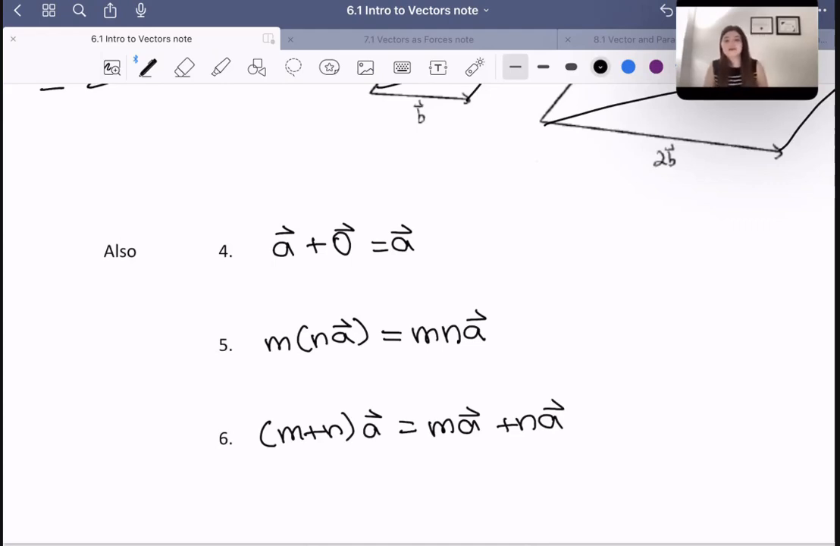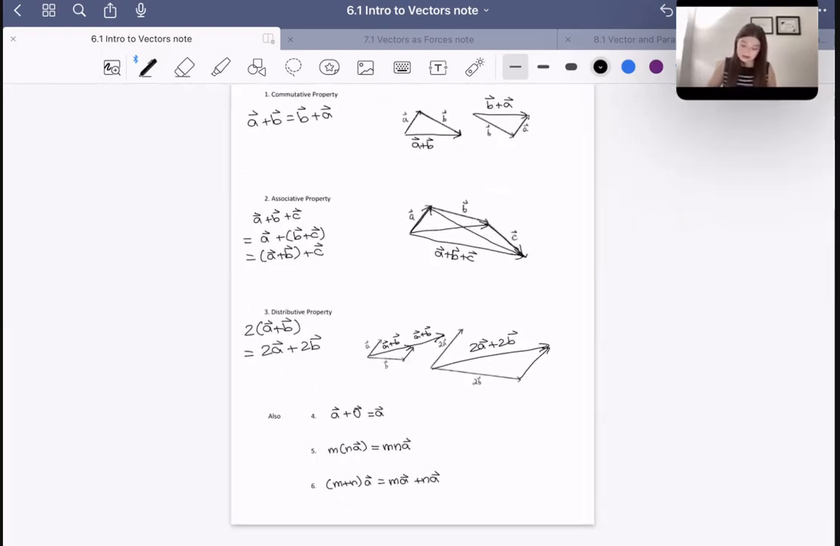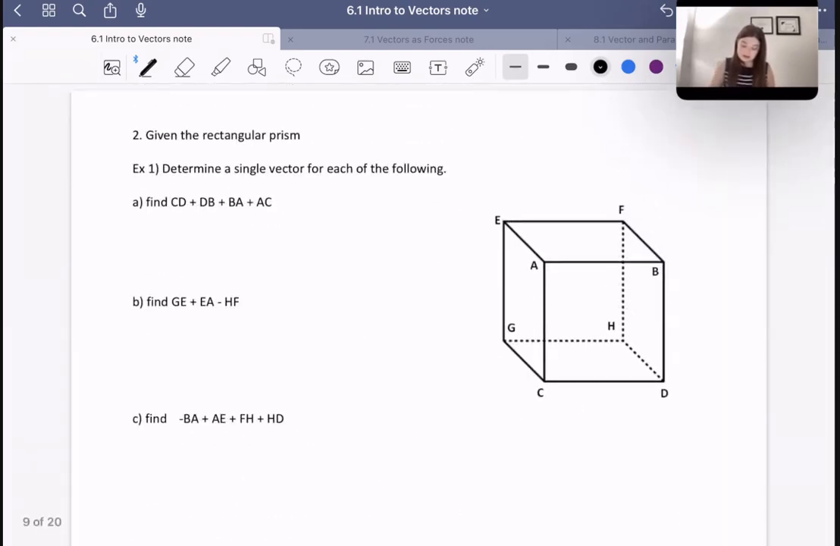So these rules also still apply. Okay, so those are just some other properties we should keep in mind. So now using those properties, we're going to be able to use these properties in order to answer the following questions.